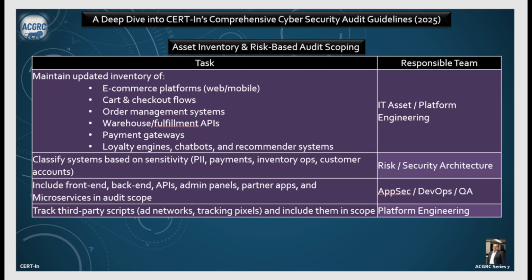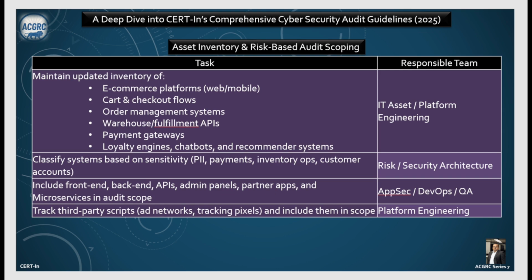Next phase is asset inventory and risk based auditing scope. Step 1 is to maintain an updated inventory of your e-commerce platforms, your cart and checkout flows, your order management systems, your warehouse and fulfillment APIs, your payment gateways, your loyalty engines, your chatbots, and your recommender systems. This should be driven by IT asset management team and your platform engineering team.